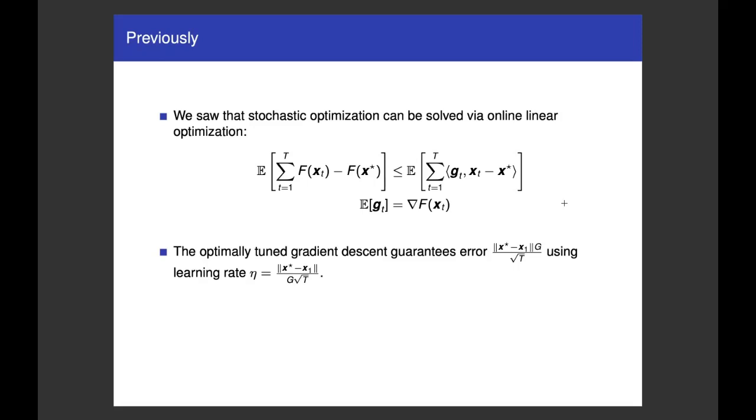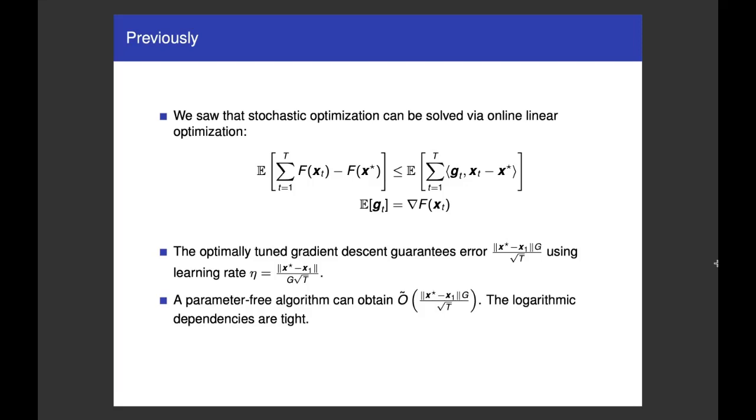If we use the right tuning, we'll get a convergence rate of norm of x star minus x1 times g over root t, where g is a bound on the magnitude of these gradients gt, and x star is, of course, the optimal point. In order to do this, we had to use a learning rate that depends on this unknown value x star.